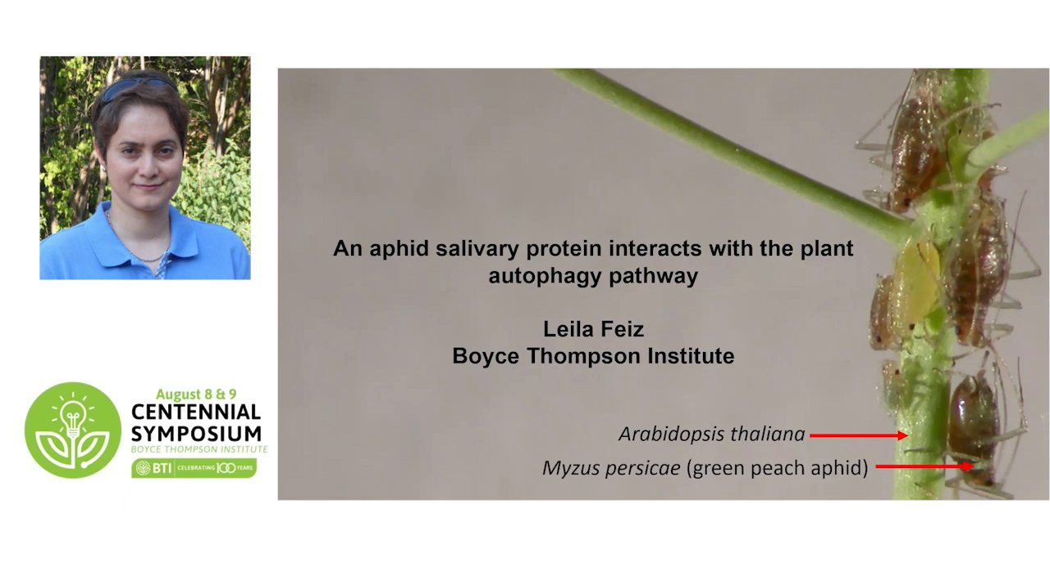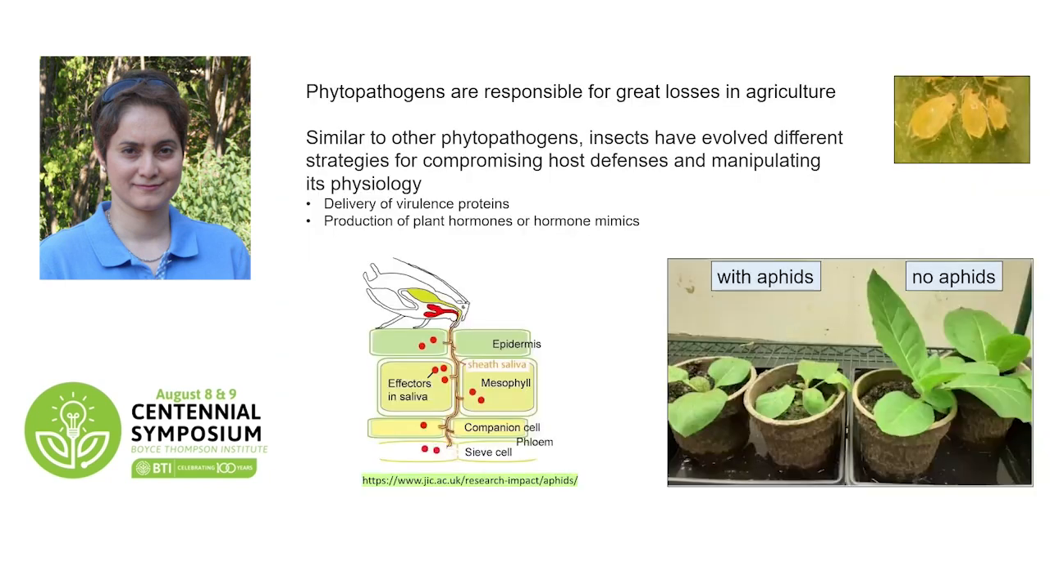I'm going to talk about an aphid salivary protein that controls plant autophagy. So as you all know, aphids are sap-sucking insects which are responsible for major crop damage all over the world by both consuming plant nutrition and by transmitting viral diseases.